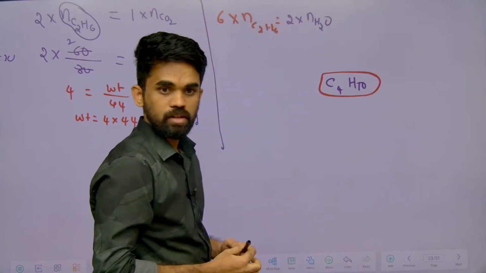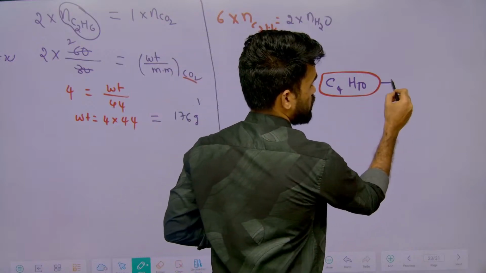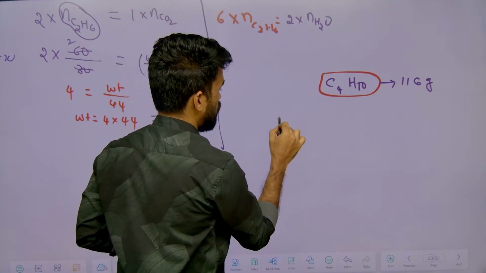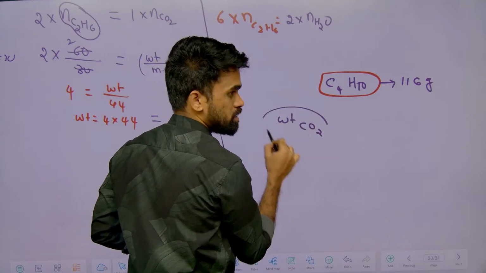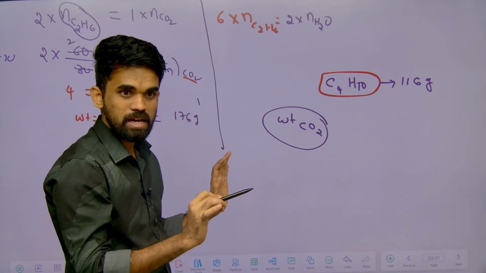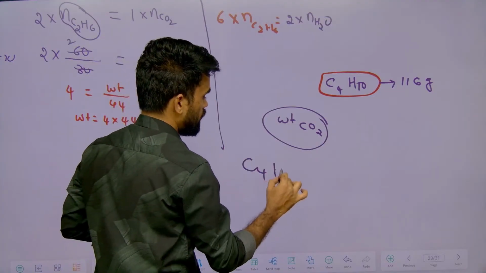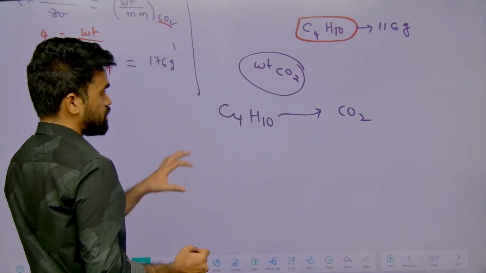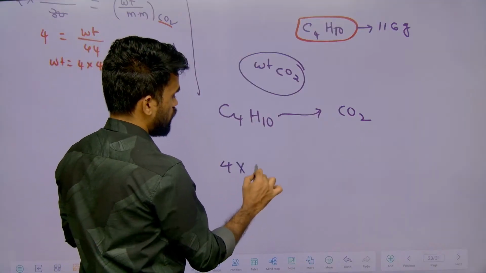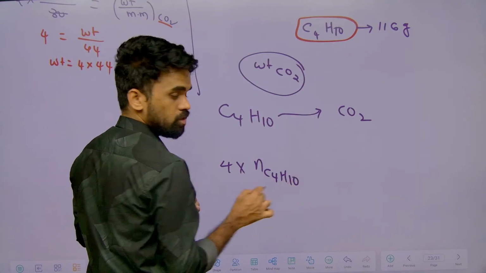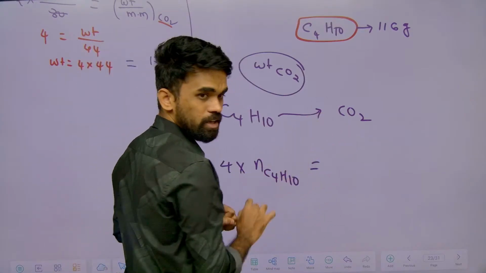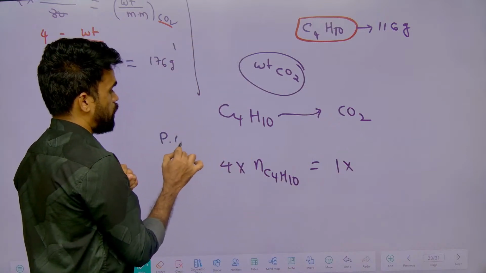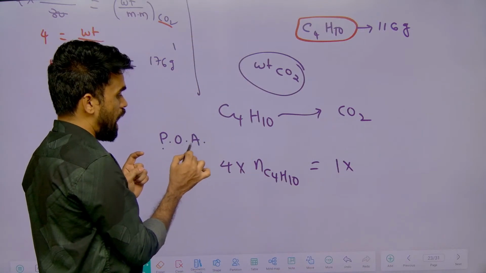Butane. How many grams are given? 116 grams. Yes, tell me. What is the weight of CO2 produced, I am asking, right? So no need to write a balanced equation and all. So take C4H10 gives CO2. Next, how many carbons this side? 4. So 4 into number of moles of butane equals, here how many carbons in one molecule? 1.